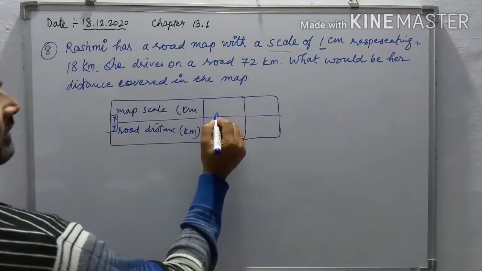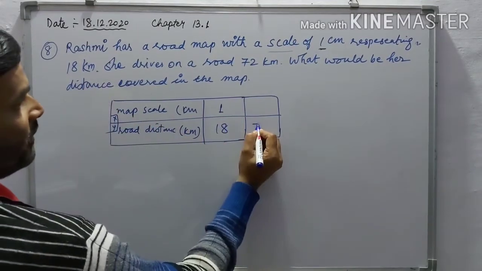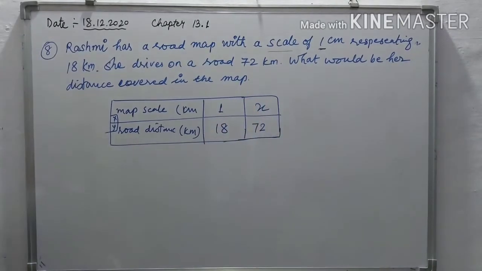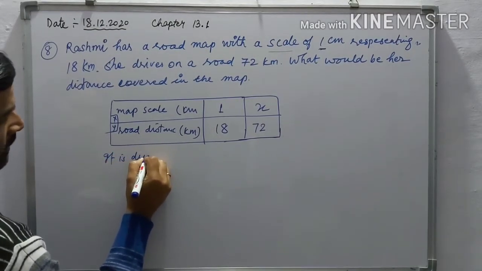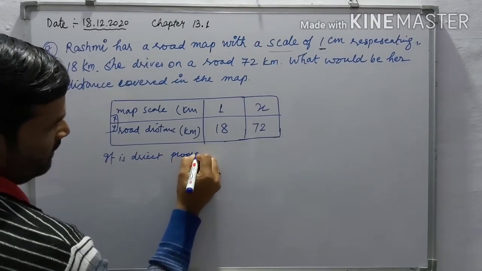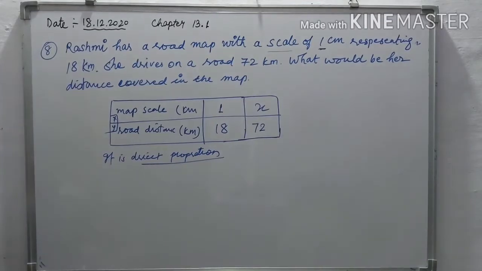Now the scale is 1 centimeter to 18 kilometers. We have to find the distance for 72 kilometers. Find the distance covered on the map, x. It means it is which type? Direct proportion. Okay, it is direct.